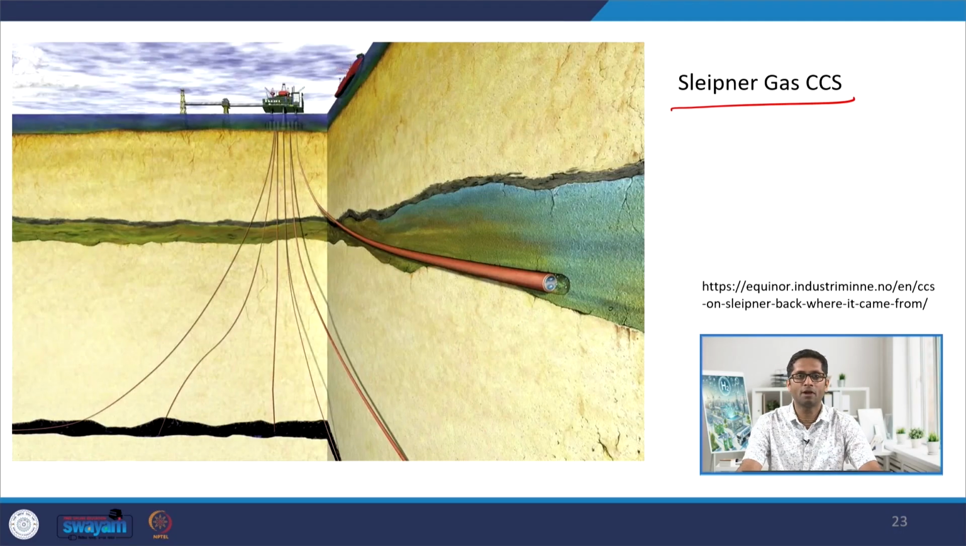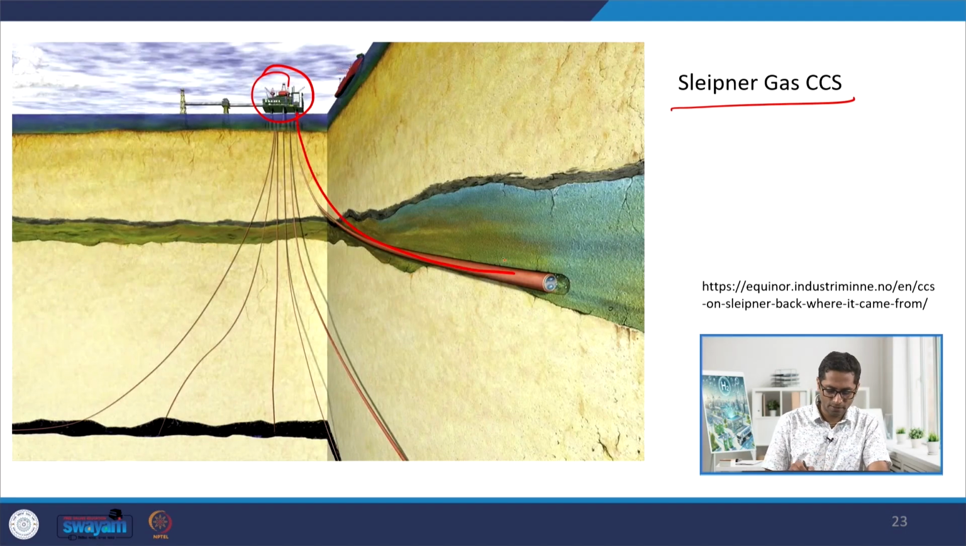Wherein they are extracting the natural gas from the underground reservoir, but this natural gas reservoir also tends to have a significant amount of CO2. So what they are doing is capturing the CO2 from natural gas in the offshore location as well, and then storing the CO2 again in a formation called the Utsira basin, and this plant has been operating for more than 20 years now. So, it is one of the success stories as far as offshore carbon capture is concerned.